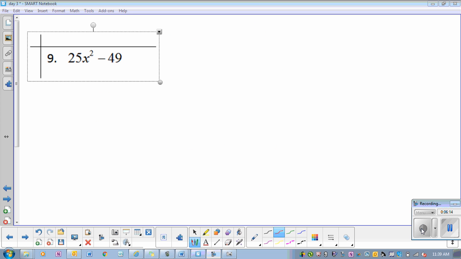So number 9 is, okay, well, this is a DOTS, well, possibly a DOTS. The reason why I went straight to DOTS is because I have 2 terms, so this is a binomial. And if I look at this x, it has x squared, right? And I don't have a GCF. 25, 49, GCF is 1. So since that x has a 2, I go, okay, well maybe this is a difference of squares. Is it subtract? Yeah, so I can do difference of squares.